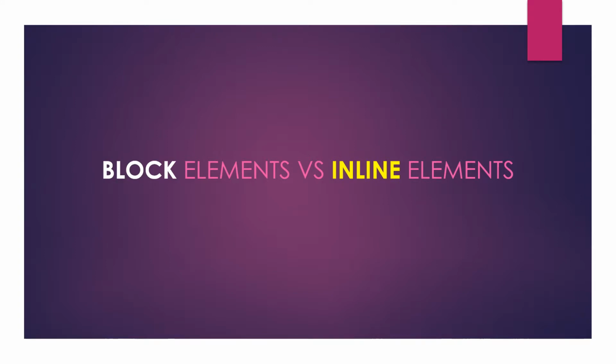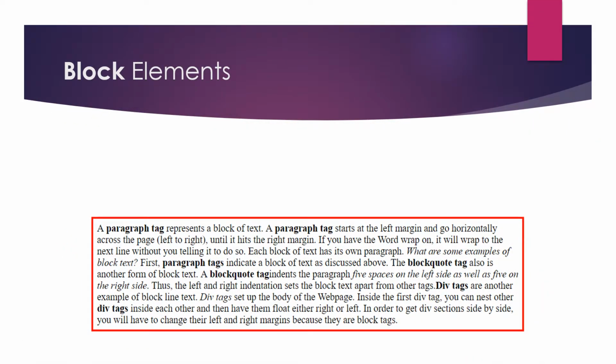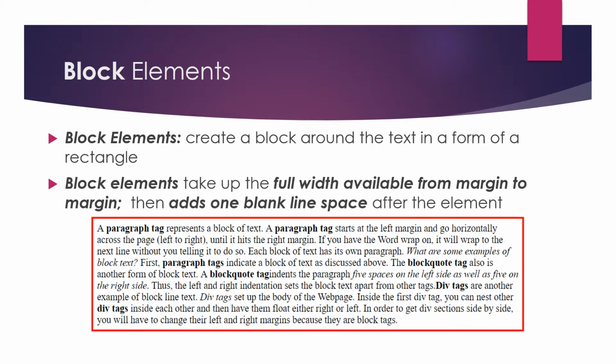Now that we've looked at our sections, let's talk about block elements versus inline elements. Block elements. Block elements create a block around the text in the form of a rectangle. Block elements take up the full width available from left margin to right margin, and then it adds one blank space after the element. In the example given below the image, you're going to see that a paragraph tag is a block element. It runs from the left margin all the way across to the right margin.